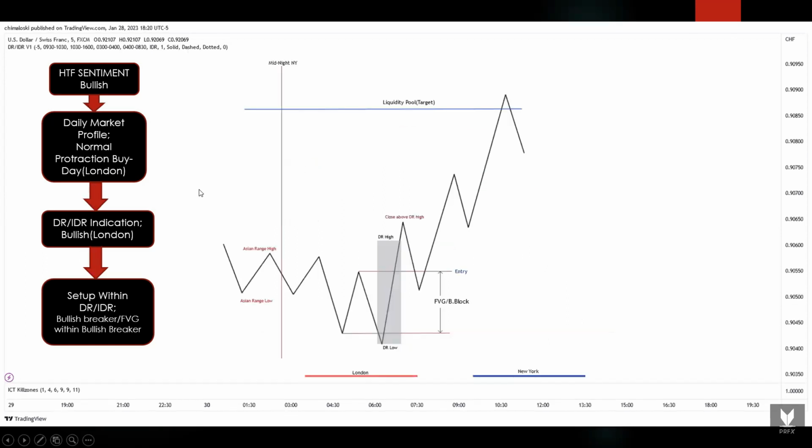For the buy scenario, it is just inverted. You invert the entire thing. We have a higher time frame sentiment, bullish on the daily time frame. Now, on the daily market profile, the 24-hour cycle, we have a normal buy day, normal protractionary buy day after midnight New York. Now, the third thing we're going to do is to look for the DR to agree with everything we've had so far.